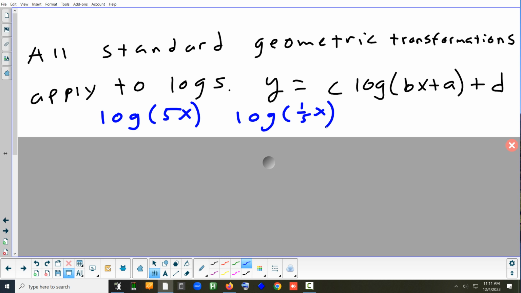Now we go outside. What's the C going to do? It's like B, but it's on the outside. Yeah. That's a vertical stretch or compression. If you make C a big number, what's that going to do to your graph? Stretch. Bigger number stretches it bigger. Small numbers compress it smaller. So C is not backwards.